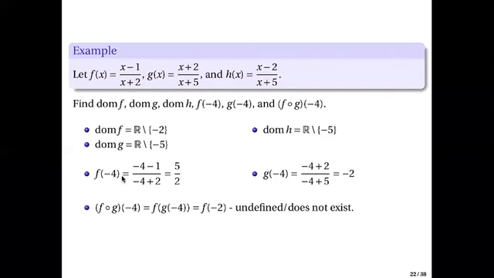So again, notice we started with f of negative 4 and we got a value, 5/2. We calculated g of negative 4 and we got a value, negative 2. Now we calculate f circle g of negative 4, which is equal to f of g of negative 4. But g of negative 4 is negative 2. So we have f of negative 2, but f is not defined at negative 2. So all in all, f circle g of negative 4 does not exist.